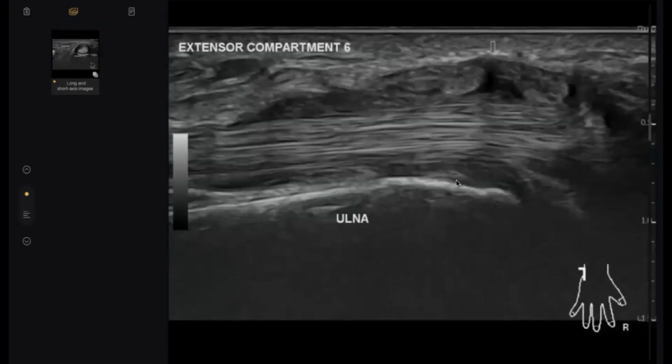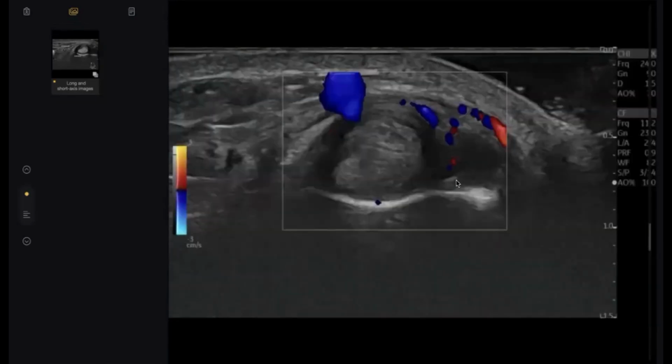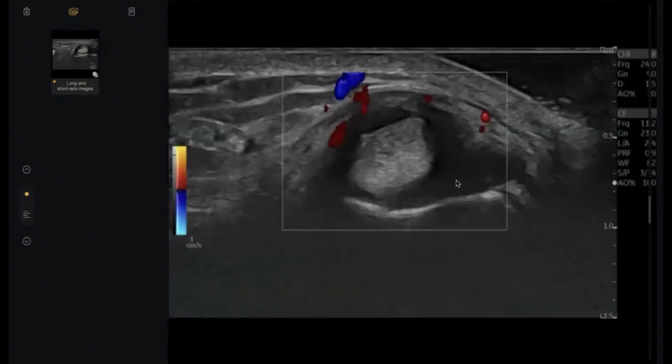So this is a case of tenosynovitis of the tendon of the fifth digit. Excellent. Doctor, is it tenosynovitis or synovitis? What's the difference?